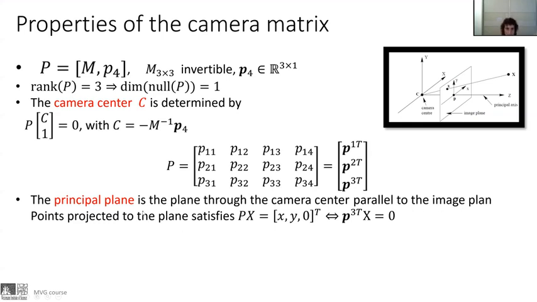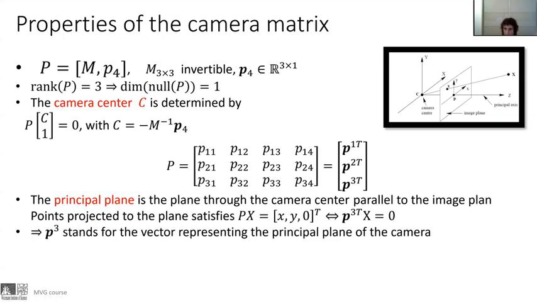Okay? So every point on the principal plane, because it's Z equals 0, would have a third coordinate of 0. Which means that if I take the third row of the camera matrix and multiply it by X, I'll get exactly 0. This means that the third row of the camera matrix is the vector that represents the principal plane of the camera. This is the first result. The camera matrix has this property that the third row represents the principal plane. So we have a representation for the camera center, and now a representation for the principal plane.